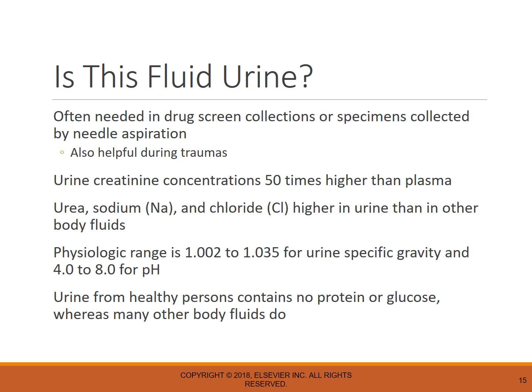On occasion, if a procedure called an amniocentesis is done, the fluid could be contaminated by passing through the bladder. In this instance, there needs to be identification of the fluid as urine. The single most useful substance that identifies a fluid as urine is its uniquely high creatinine concentration, approximately 50 times that of plasma. Similarly, concentrations of urea, sodium, and chloride are significantly higher in urine than in any other body fluid. A healthy individual normally has no protein or glucose present. In contrast, other body fluids such as amniotic fluid or plasma can contain glucose and are very high in protein.